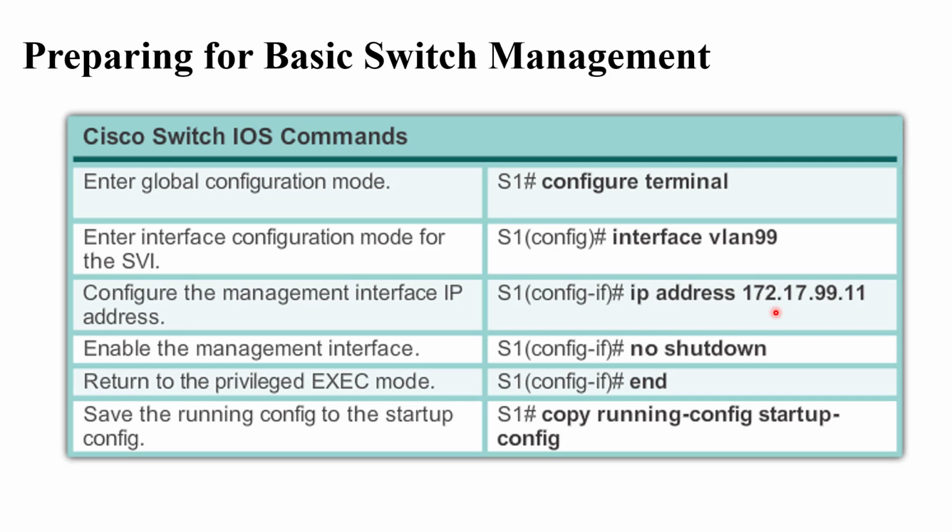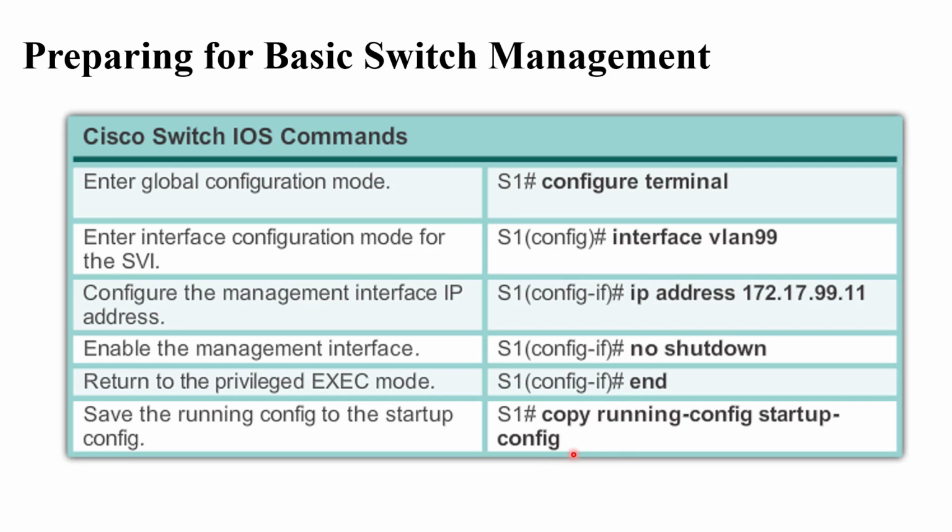Then the next command is no shutdown. So what does no shutdown mean? I'm going to enable this VLAN 99. I want to enable, I want to make it on. I want to change the status to up. So I'm giving no shutdown. Then finally you can give end or exit. Anything you can give.